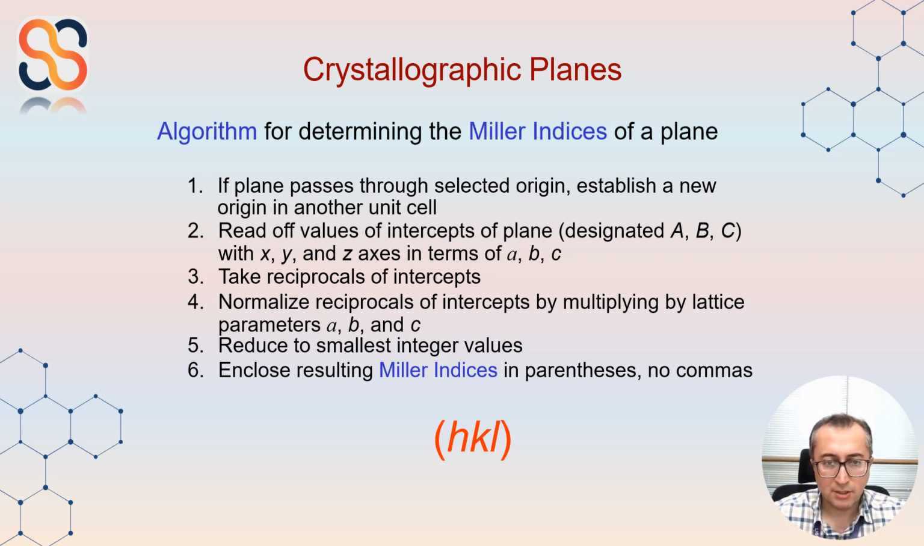So h, k, and l is 1 over uppercase A, 1 over B, 1 over C, multiplied by lowercase a, b, c. Then reduce to smallest integers. Reduce the normalized values to the smallest integer values. And finally, enclose the resulting Miller indices in parentheses with no commas.